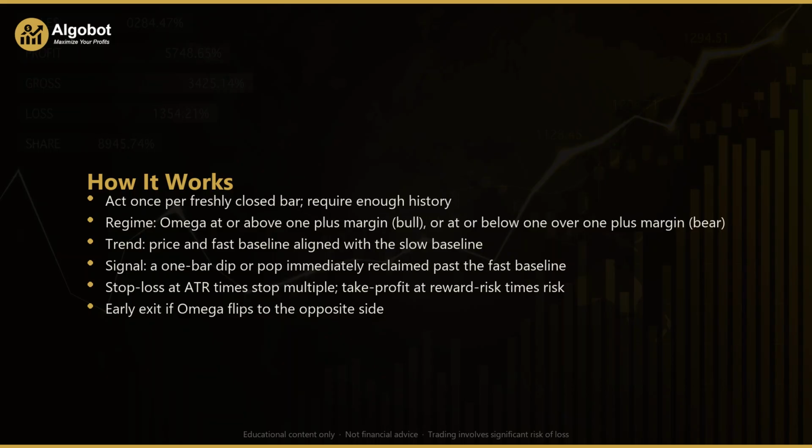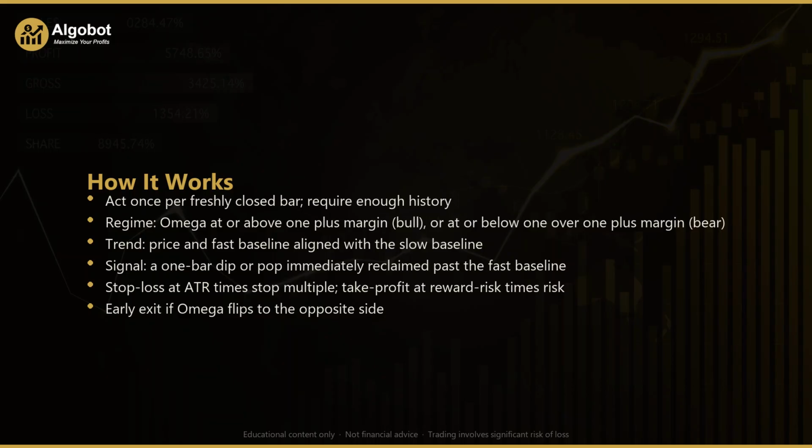Third comes the pullback and reclaim signal. For a long, the strategy detects a genuine 1-bar countertrend dip, a bar that closed lower than it opened. The very next bar, the just closed resumption candidate, must close bullishly back above that dip bar's high and back above the fast baseline. That reclaim is the entry signal. For a short, the mirror applies, a 1-bar upward pop, immediately rejected by a bearish bar that closes below the pop's low and below the fast baseline. When all 3 conditions agree, the EA sends the order.